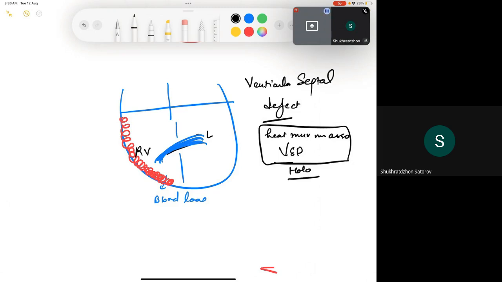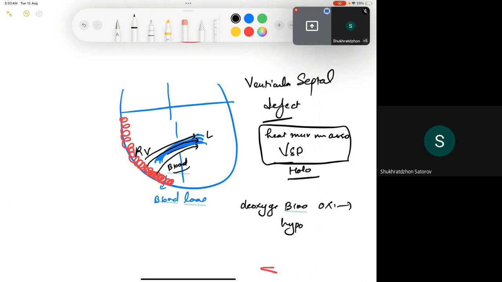And as the shunt reverses, what would happen? Now the blood is going to move from the right ventricle into the left ventricle. Is it clear? Okay. So as the blood is moving from the right ventricle into the left ventricle, now we are mixing deoxygenated blood into oxygenated blood, and that can cause hypoxia, right?